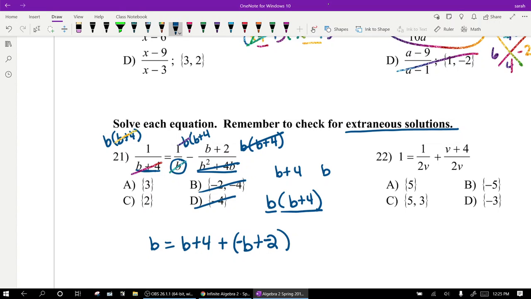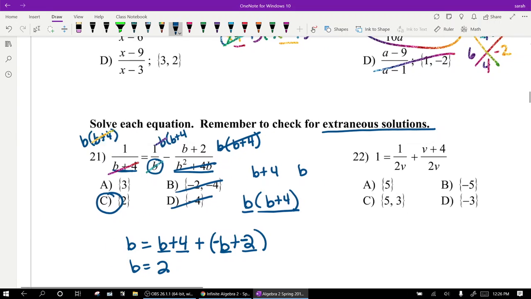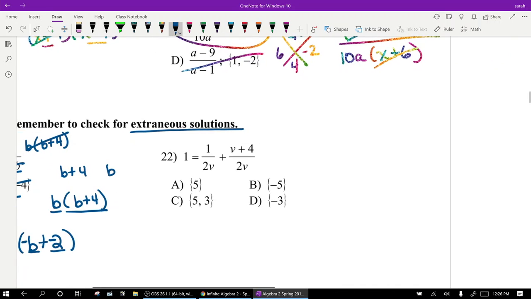So what I have is b equals b minus b. Those cancel out, so that's it, nothing. And 4 plus negative 2 is positive 2. So b must equal positive 2. So your answer for number 21 must be C. It's the only one. All right, let's try this one again.